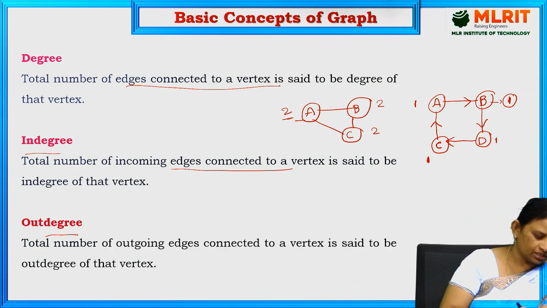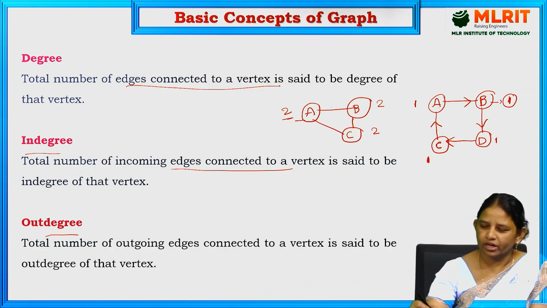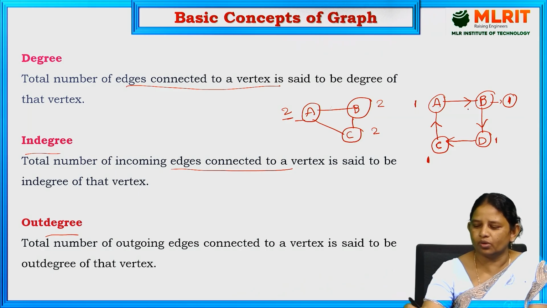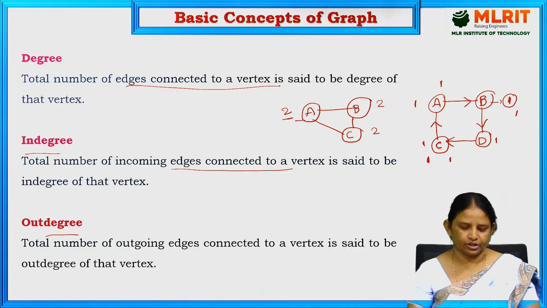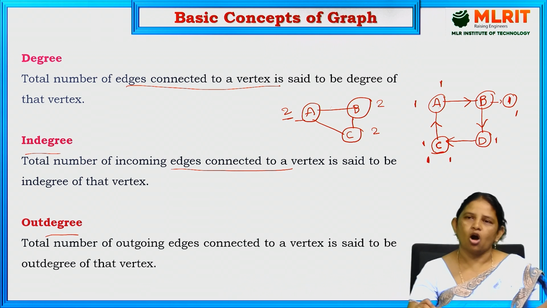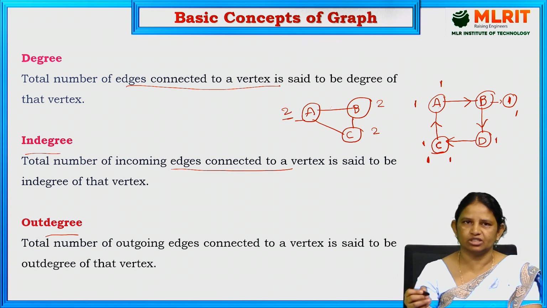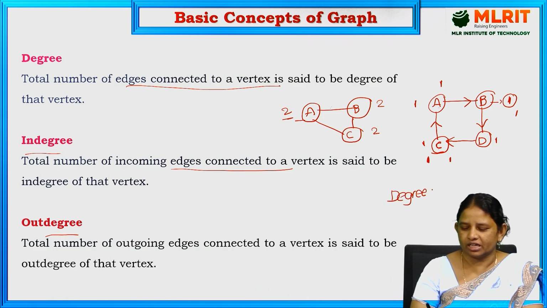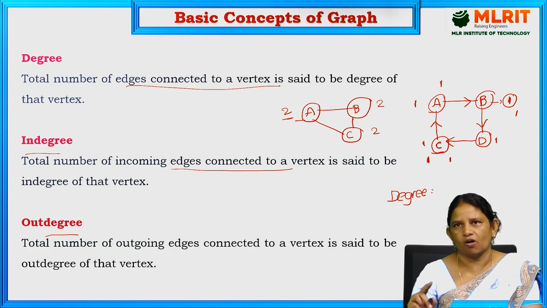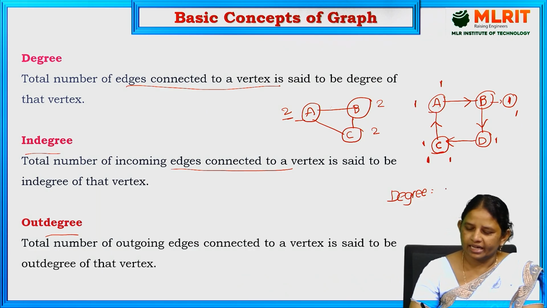Next, out degree. It is the total number of outgoing edges. From A, how many edges are outgoing? One edge is outgoing. For B, how many edges are outgoing? One. For D, 1. For C, 1. So that is the total number of outgoing edges connected to a vertex, called the out degree. So what does degree mean? In degree plus out degree is the total degree of that vertex. For example, A has 1 in degree and 1 out degree, so the degree of A is 2.